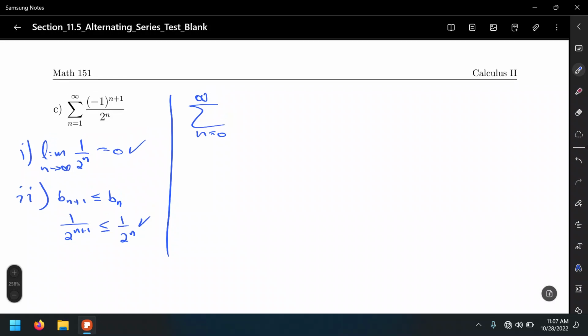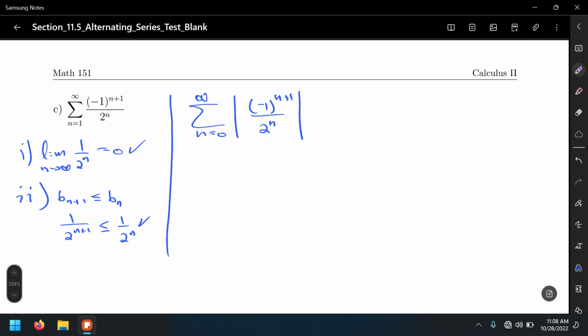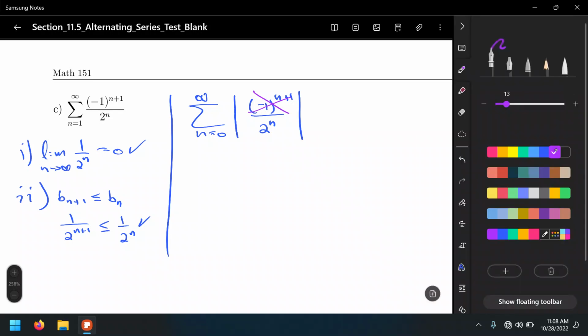All right. So that's the absolute value of negative 1 to the n plus 1 over 2 to the n. Well, again, what is this absolute value bar going to do? These absolute value bars will cancel out the alternating factor, because those alternating factors output a set of negative ones and ones. Because of the absolute value bars, all those negatives become positive, so those alternating factors simply disappear.